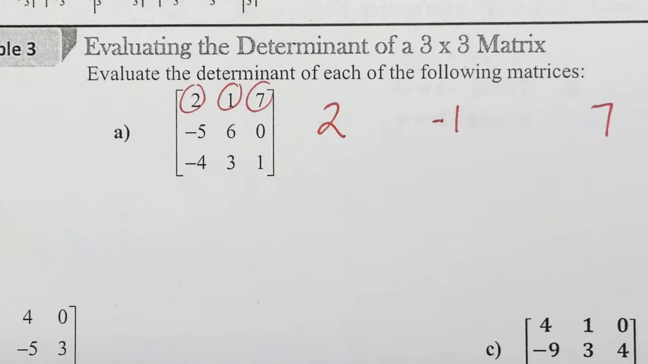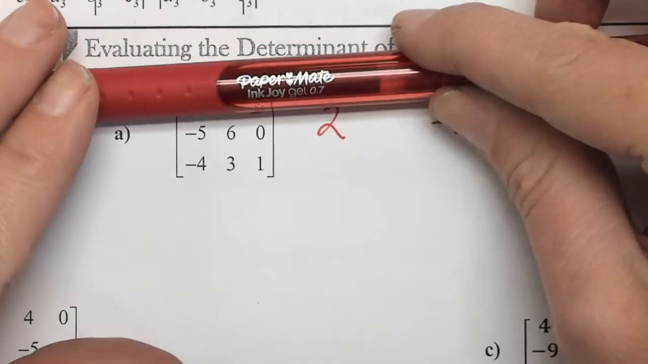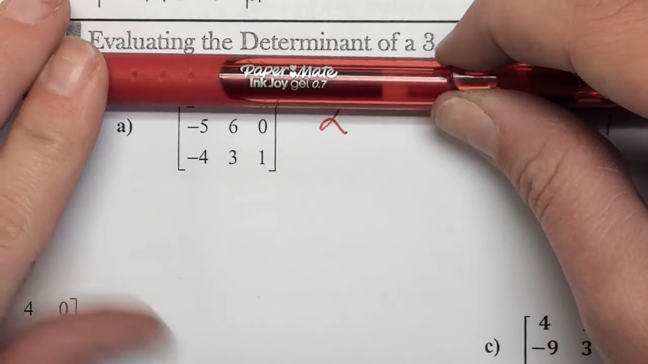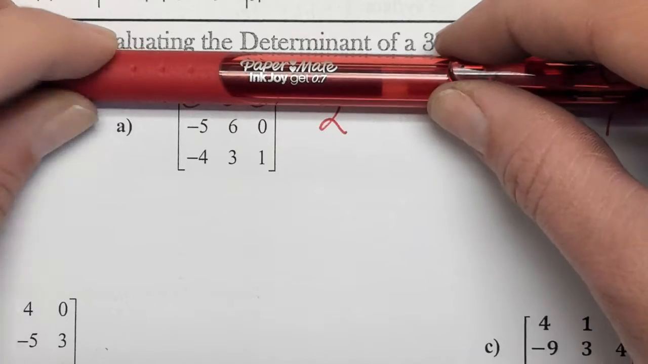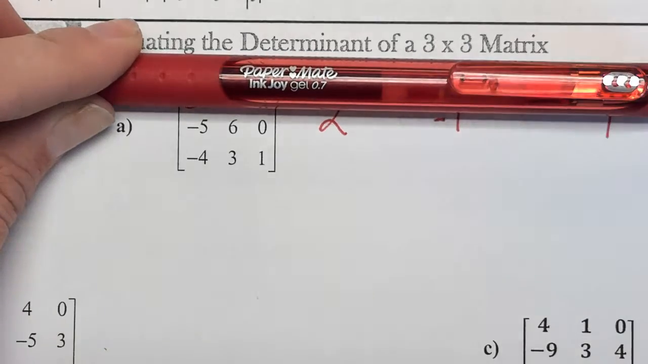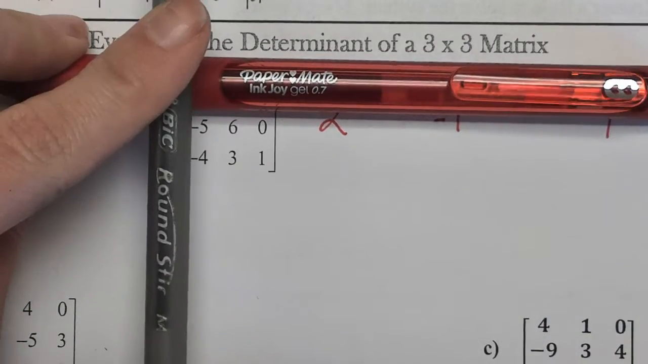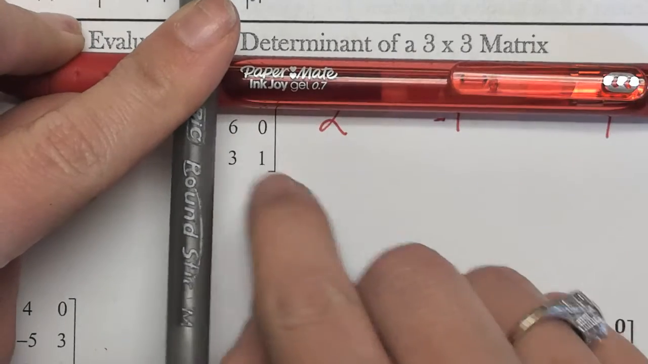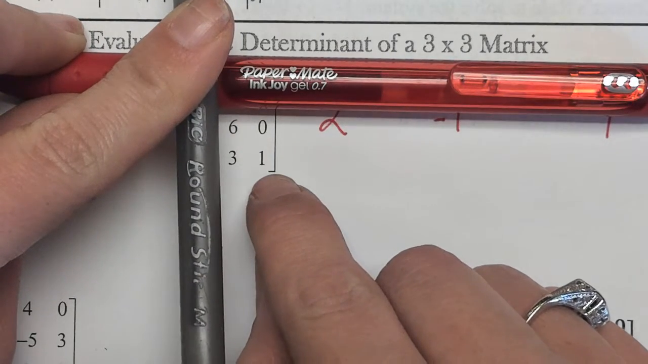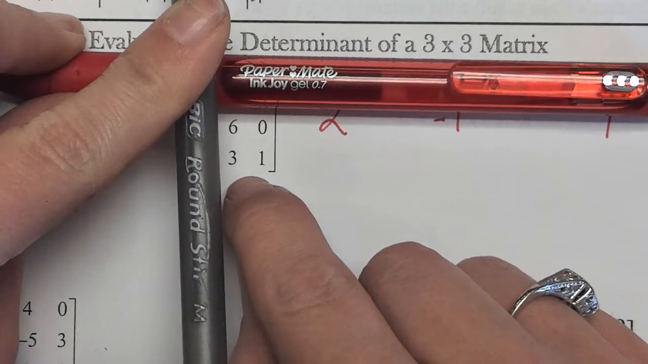Alright, listen carefully. Tell me the numbers that are in the same row as 2. Same row as 2. 1 and 7. I'm going to cover those up. Alright, tell me the numbers in the same column as 2. I'm going to cover those up. And now it's a what kind of matrix right here? 2 by 2. And we just find the determinant of this one.